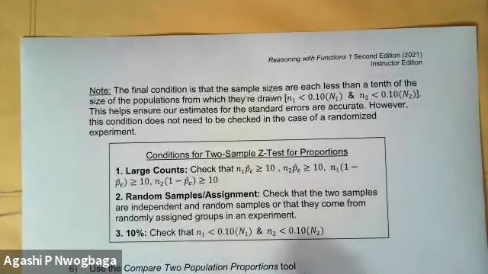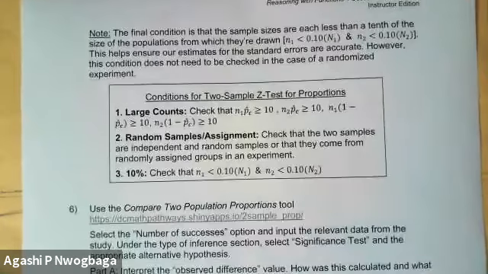Number 3, 10%. Check that n1 is less than 0.10 of capital N1 and n2 is less than 0.10 of capital N2. Okay.